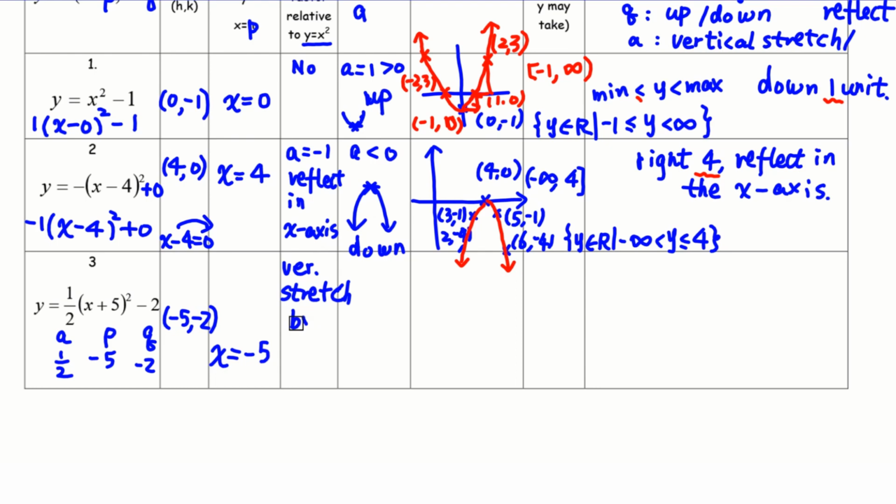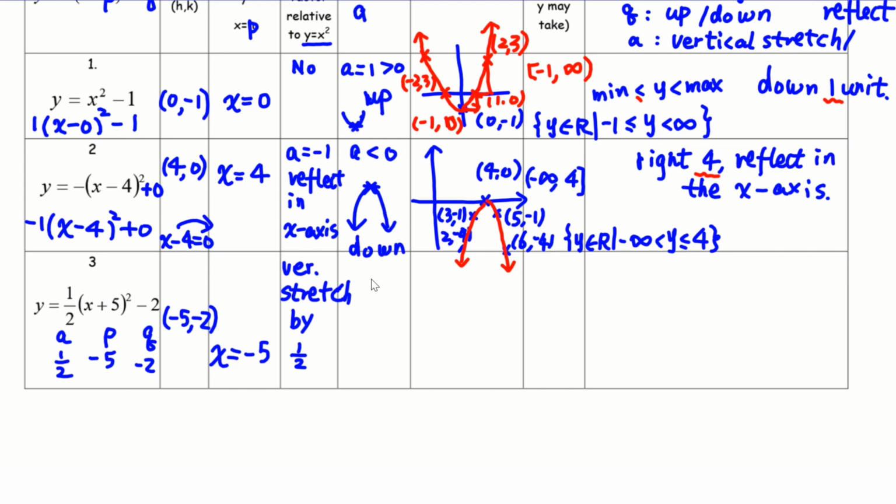Stretch by one or two. Some textbooks say compressed by 2, and some write vertical stretch compressed by 2, so it's confusing. So I will just use stretch by the A value. If A is less than 1, you know it is compressed.